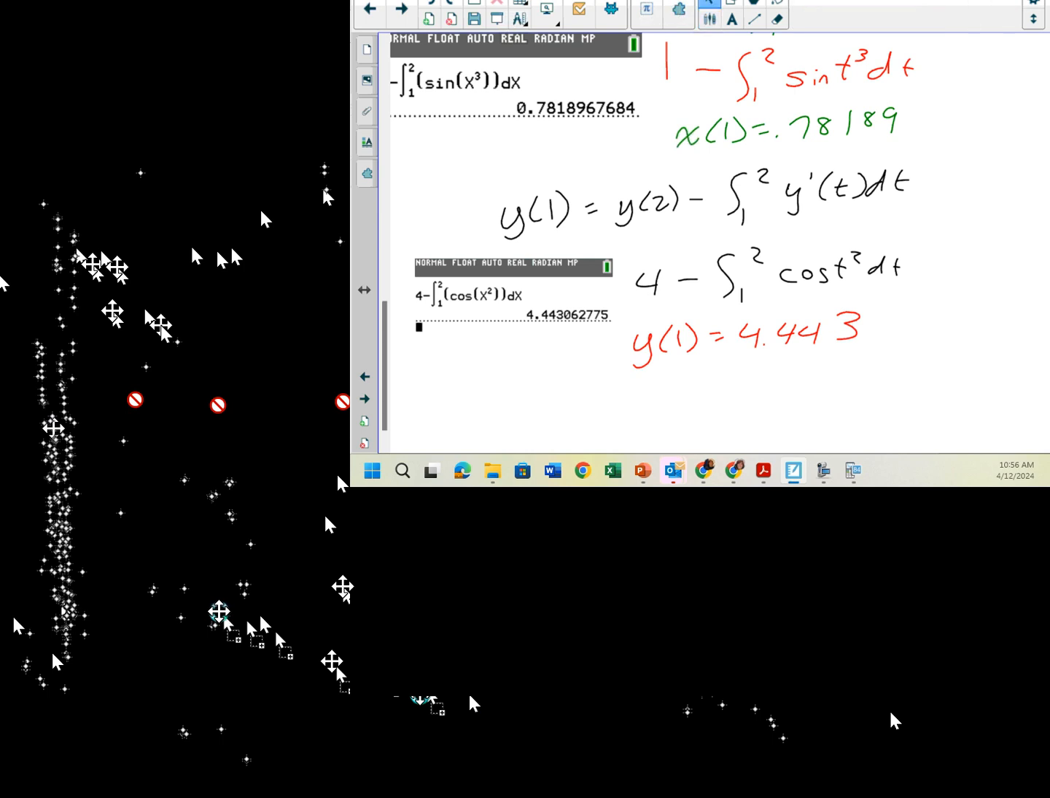No, because I still have to put it back in vector form. I did all the work, but I didn't actually answer the question. So in vector form, it is 0.78189, because you know I like to go more than 3, and 4.443, or 0.782 and 4.443. And we're okay with that.